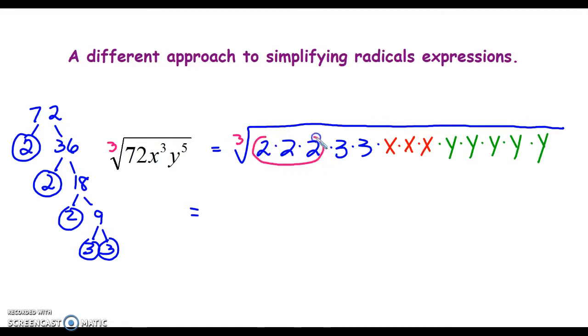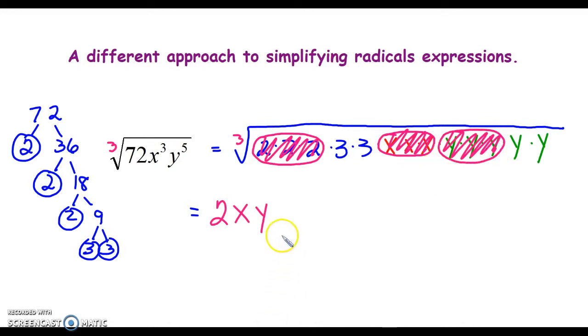So, here is a group of 3. You group them together, it comes out as a single 2. You can't do that here, but we do have a group of 3 here. That will come out as a single x. And we have a group of 3 right here, and that comes out as a single y. So that cancels those out. Those are gone, and these are gone. So under my cube root sign, you have to put in that index of 3. I've got 3 times 3, which is 9, and y times y, which is y squared. And we are done.